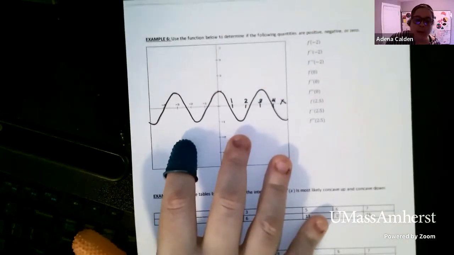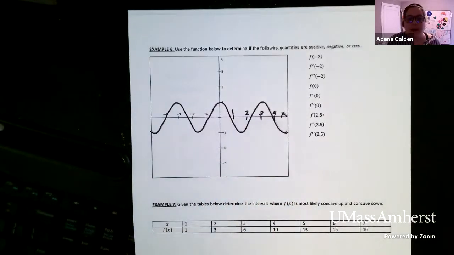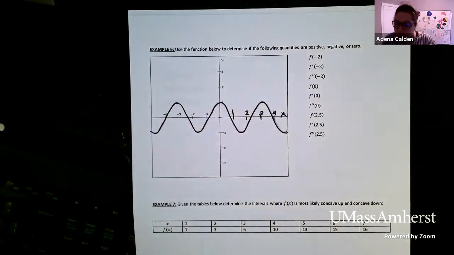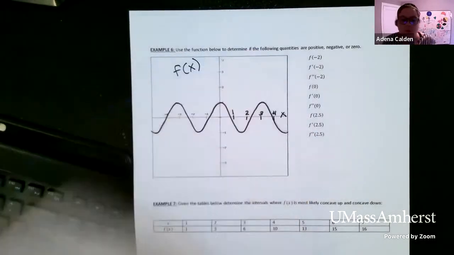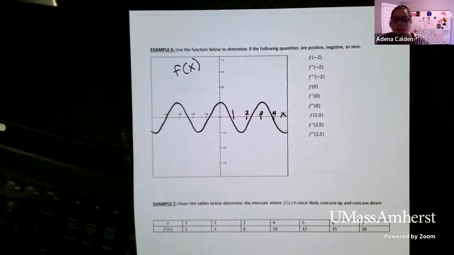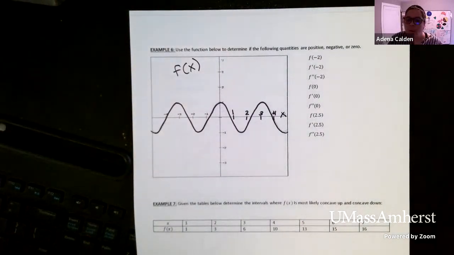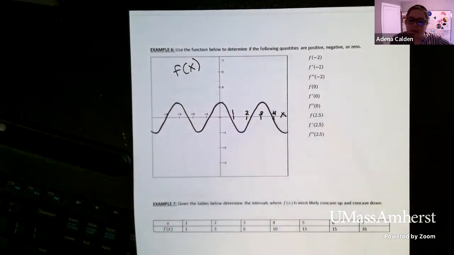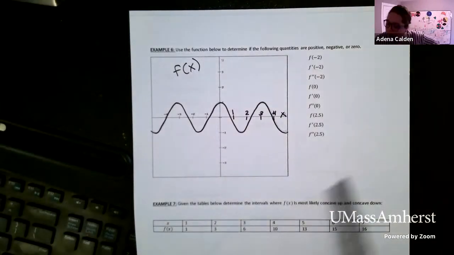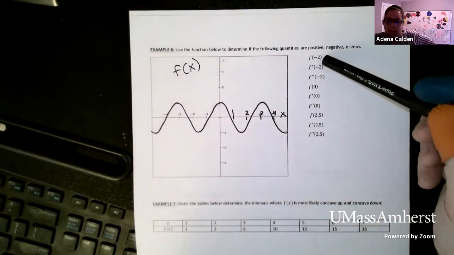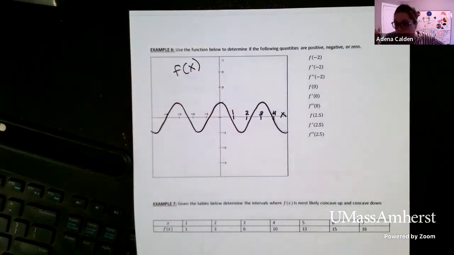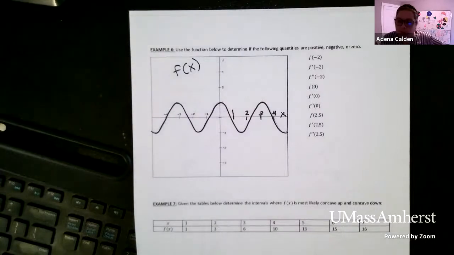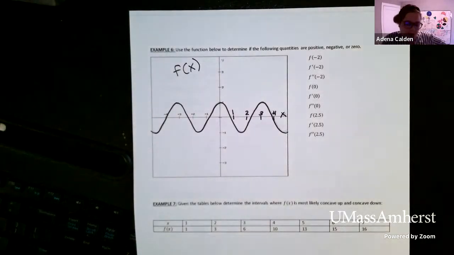So we're going to start with this problem here. So we have this function, and this function is an original function. Okay, so this is f of x. We want to use this function to figure out whether the following things are positive, negative, or 0. So what we're doing is we're evaluating what's happening at -2, at 0, and at 2.5 for the original function, the derivative of the function, and the second derivative of the function.